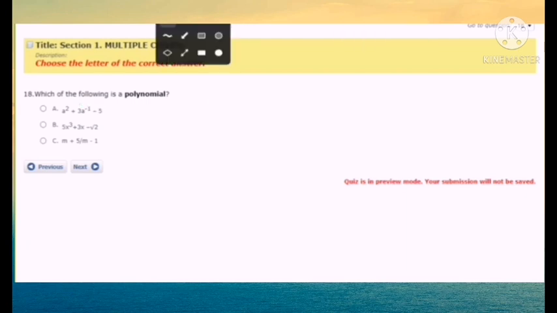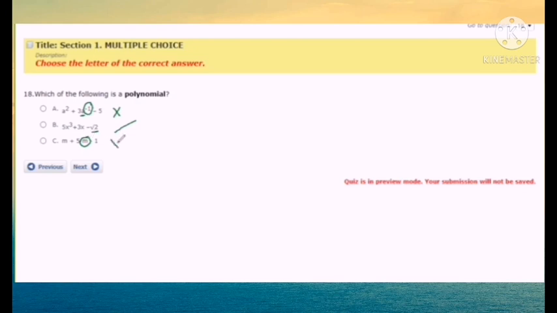Number 18, which of the following is a polynomial? So again, there are 3 conditions for us to say that the given is not a polynomial. First, just like in letter A, there is a negative exponent on the variable. So this is not a polynomial. In letter B, no negative exponent. There is a radical sign, but inside it is a constant. So this is okay. And letter C, what is wrong here is the denominator, which is a variable. Therefore, it is wrong also. So the correct answer is letter B.